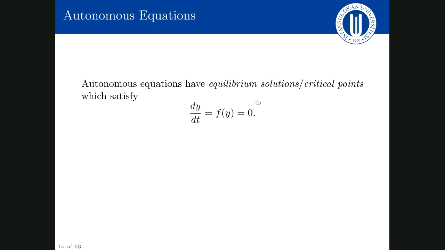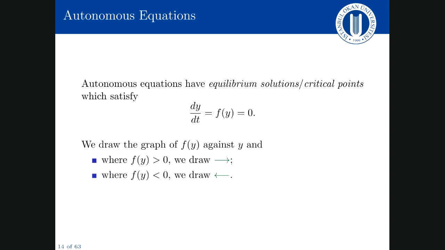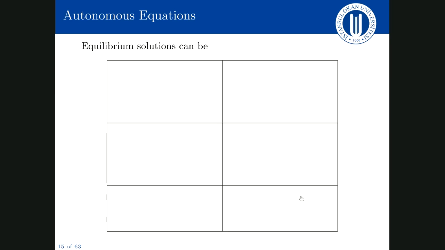Autonomous equations have equilibrium solutions, also called critical points, where we have dy/dt equal to 0. The way that we can study autonomous equations is we can draw the graph of f(y) against y, and where f(y) is positive, we can draw a green arrow pointing to the right. Where f(y) is negative, we draw a green arrow pointing to the left. We do this so that we can understand the stability of equilibrium solutions.